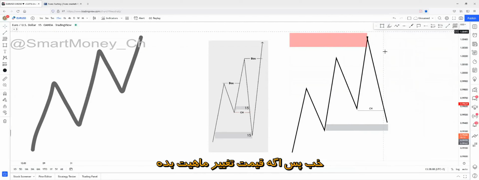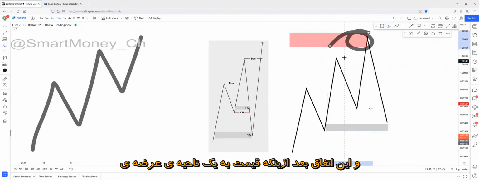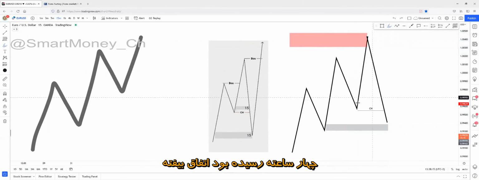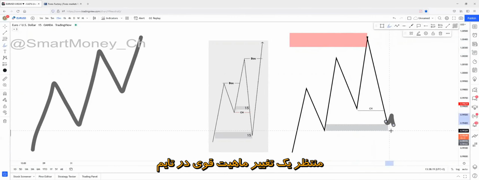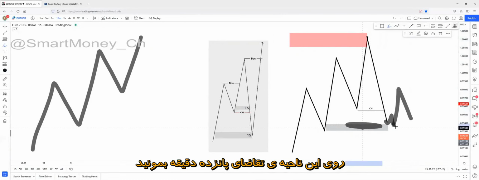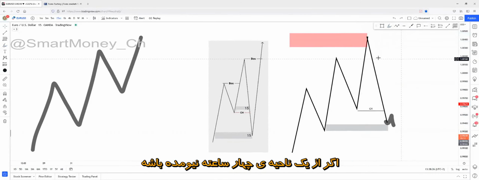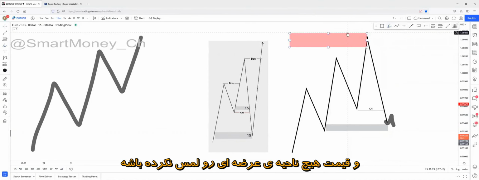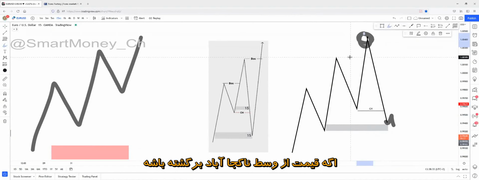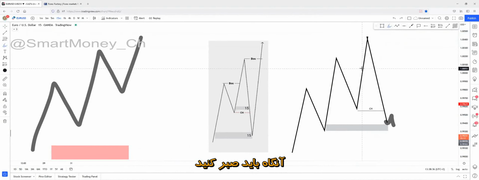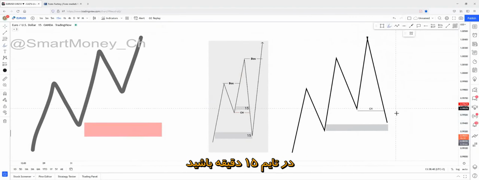If price creates this character changing movement to the downside on a 15-minute chart after coming from a 4-hour supply zone, then it will be counted as a character changing movement. And you have to wait for a strong change of character on this 15-minute demand zone if it's coming from a 4-hour zone. If it's not coming from a 4-hour zone, there's no supply at this region, and price just retraces in the middle of nowhere, then you have to wait for a strong 15-minute change of character.